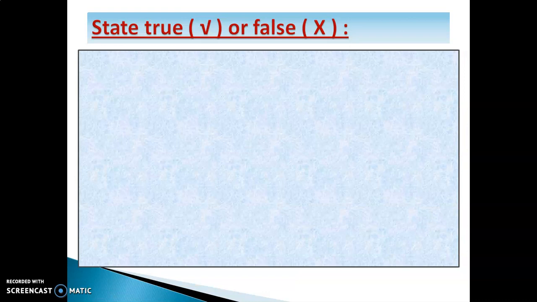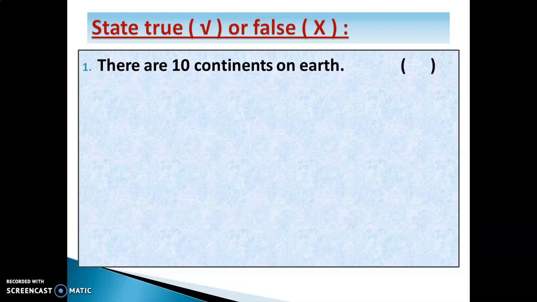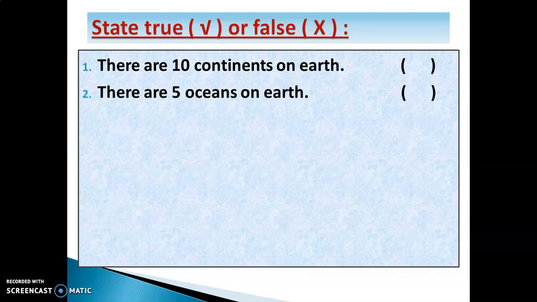And now we are going to have another question, which is to state true or false. You are going to read the following sentences, and you are going to write which one is correct and which one is false, okay? The first one, there are 10 continents on Earth. No, that's wrong. That's completely wrong. We have only 7 continents.